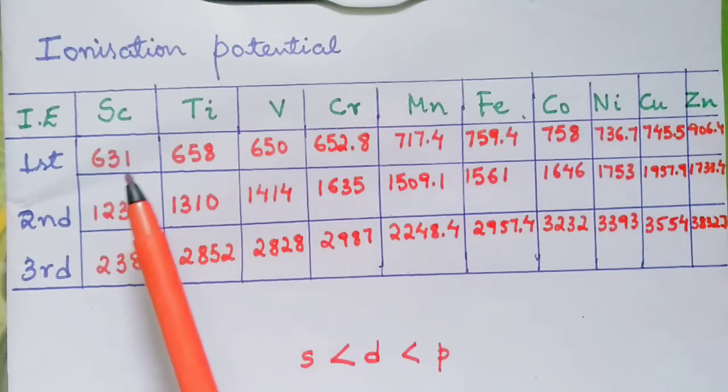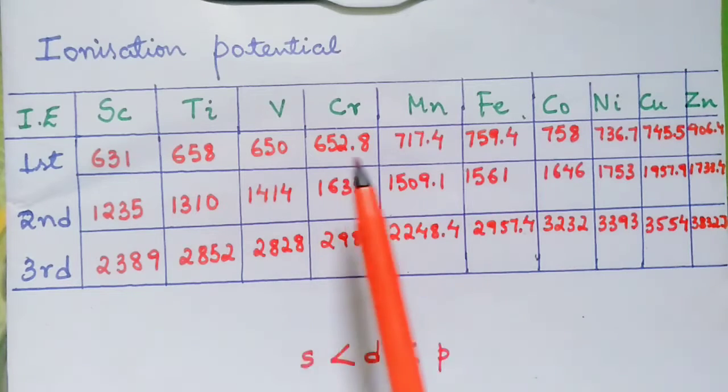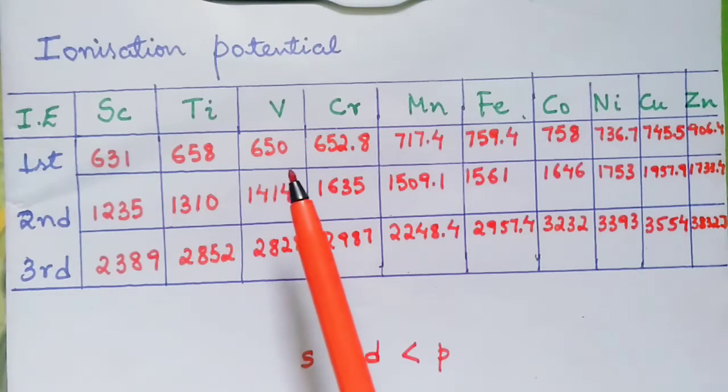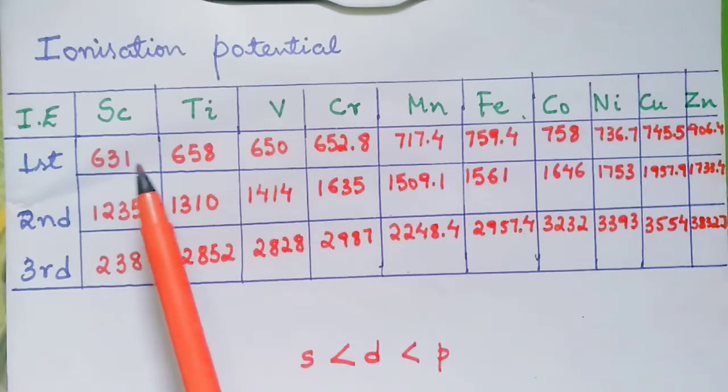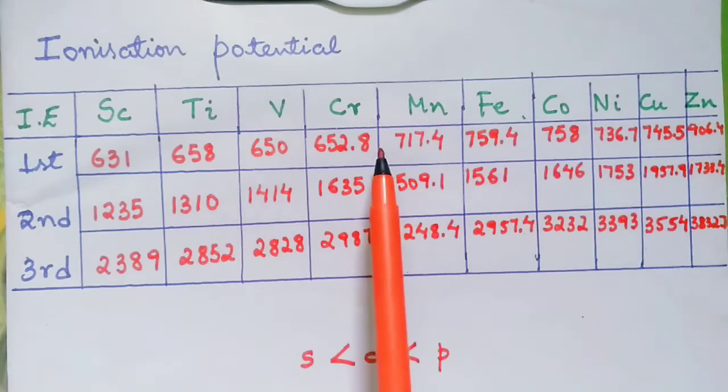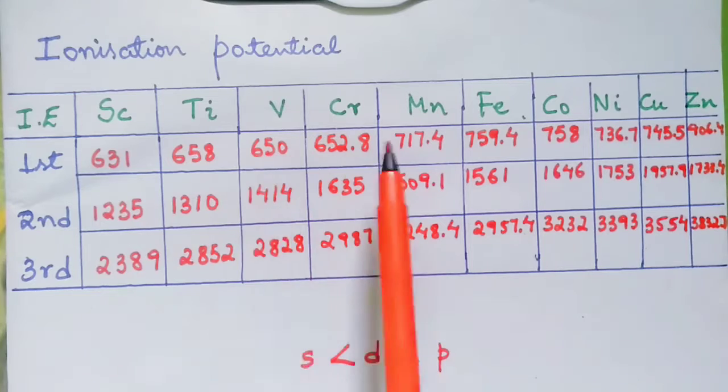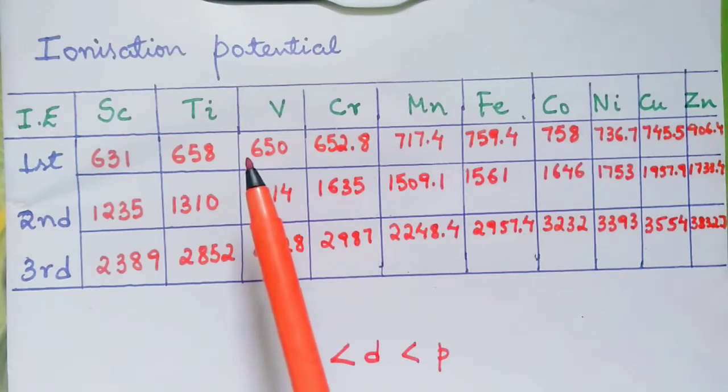Now we see that as we move from left to right across the period in the periodic table, the ionization potential increases, even though the increase is not regular. The increase is not regular because the atomic radii vary slightly.